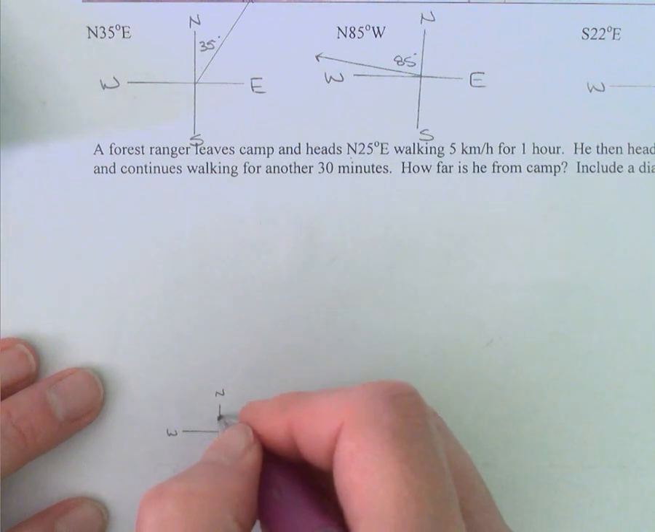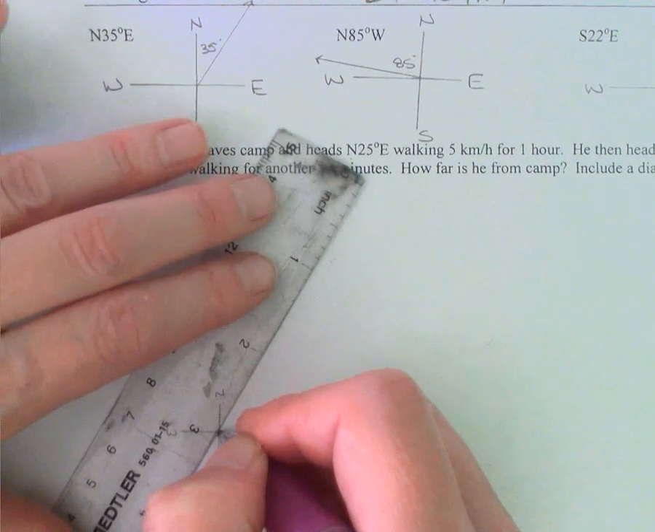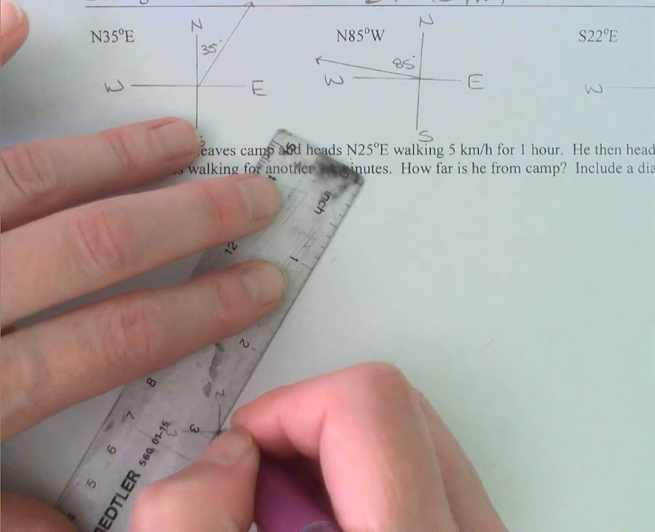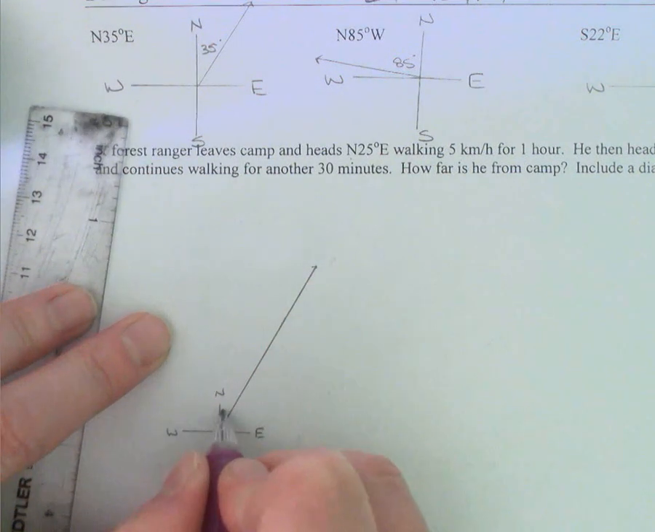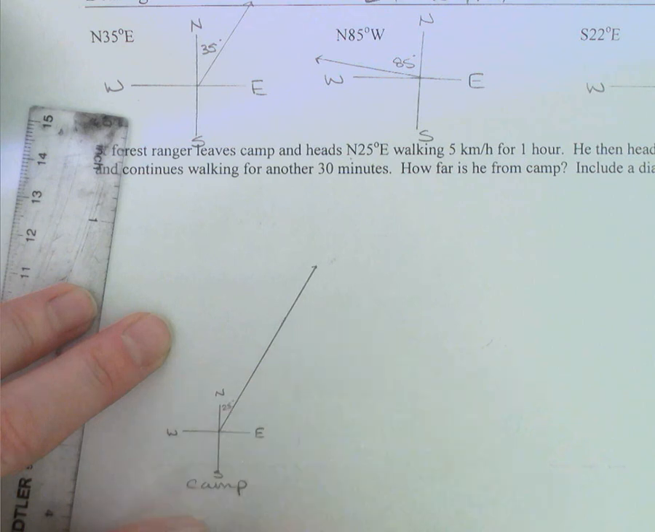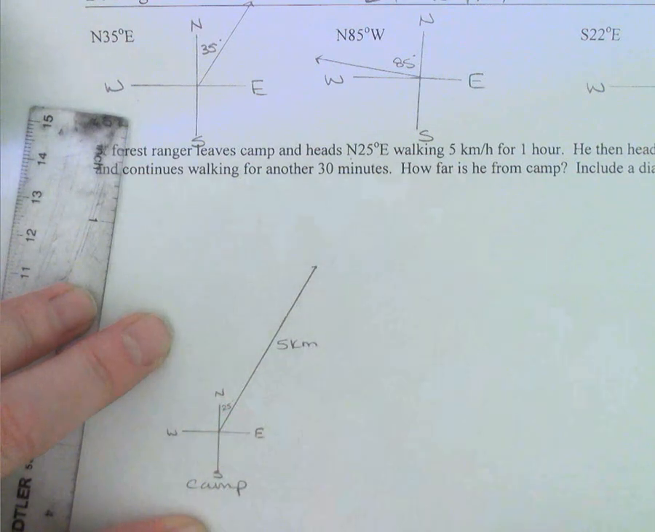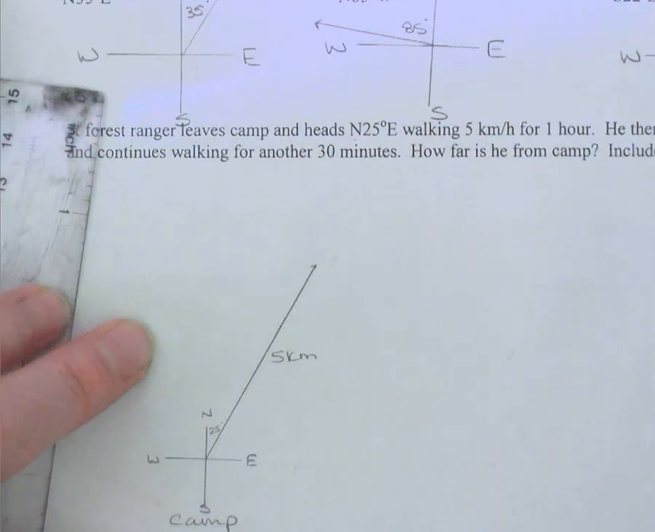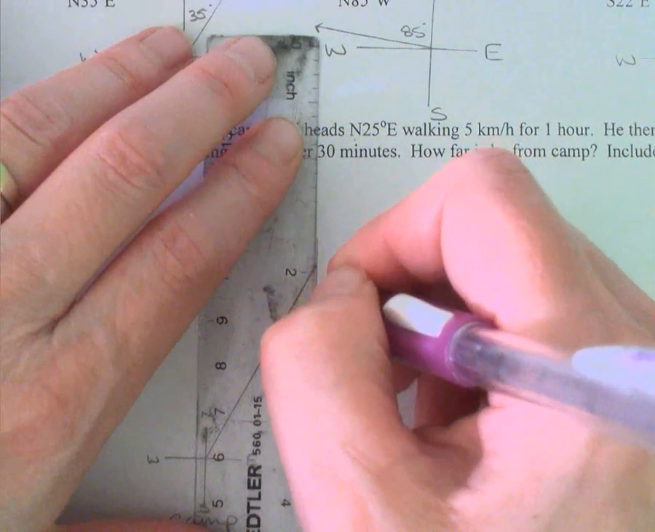So he heads north, and then turns 25 degrees towards the east and walks for an hour. So this is 25 degrees. This is 5 kilometers. He walks 5 kilometers an hour. It takes him 5 kilometers in 1 hour. So then we arrive here where he decides to turn. So he's come in this way.